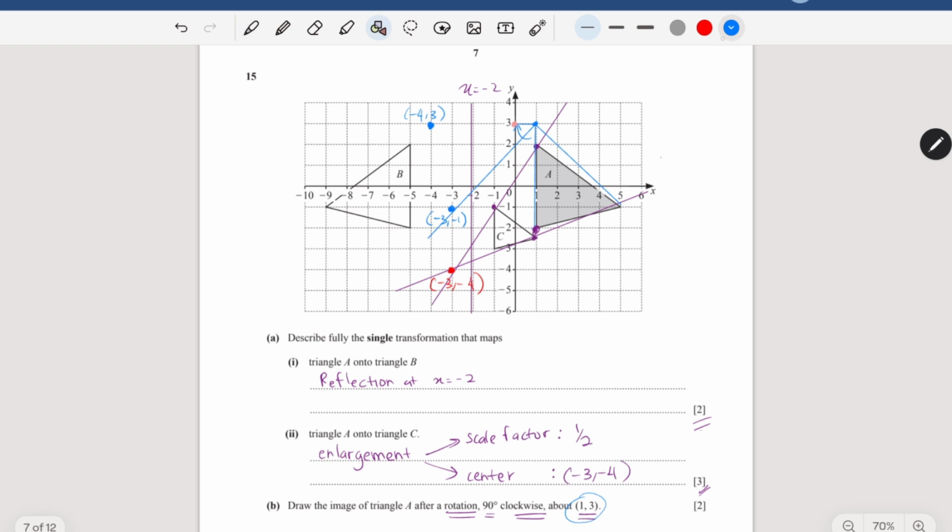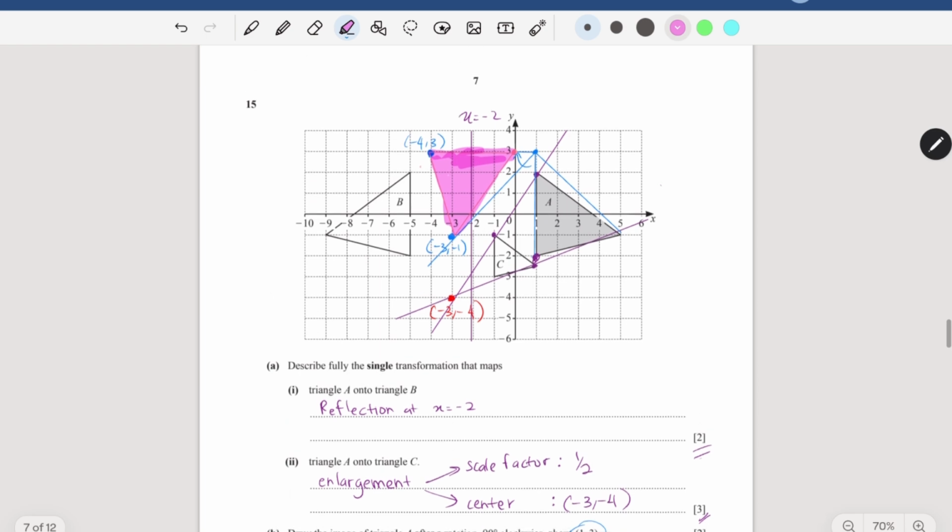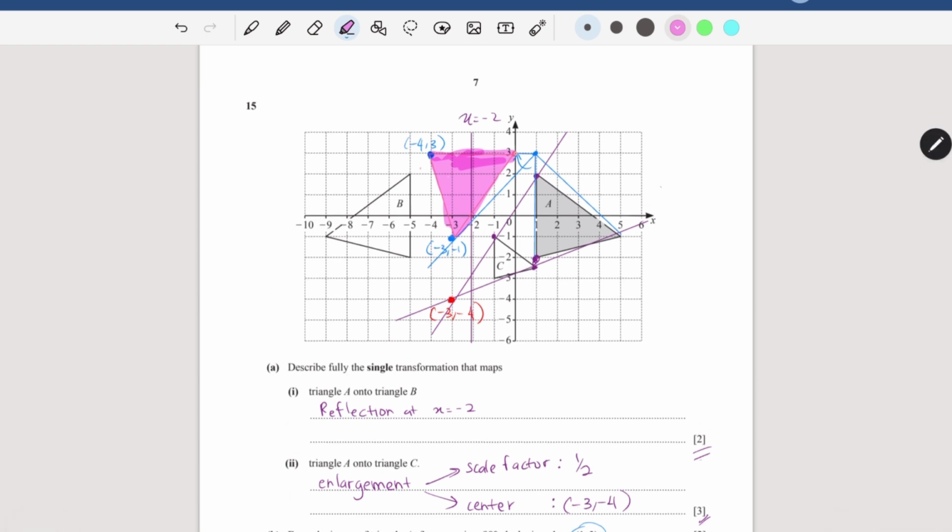Let's connect the dots. This is your new triangle after the rotation, with the points -4, 3, -3, -1 and the third point. This is your answer for B.